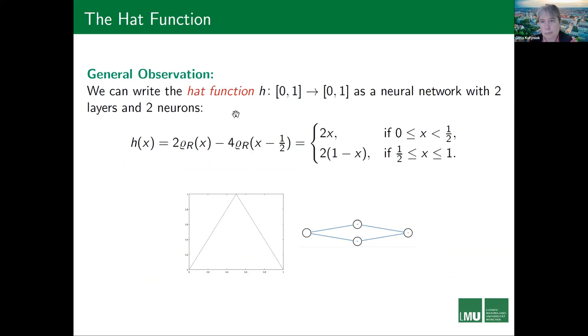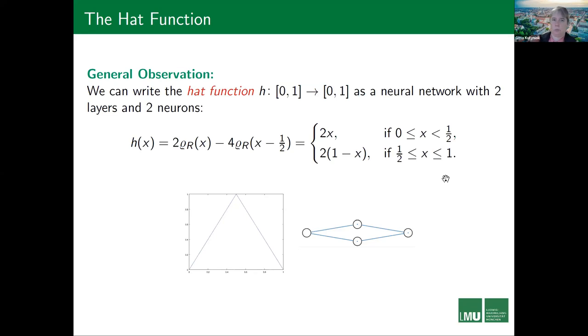An easy example is the hat function, which is also used, for instance, for finite elements in PDEs and various other instances. The hat function is a very easy function. You see it here. You can realize it with a neural network with two layers and two neurons. So that's my neural network. Basically, it's like this, and you can easily check that this equality holds. If it's in between here, then this part is equal to 0, so this gives me 2x. And if it's in between here, you can subtract this and you get this.